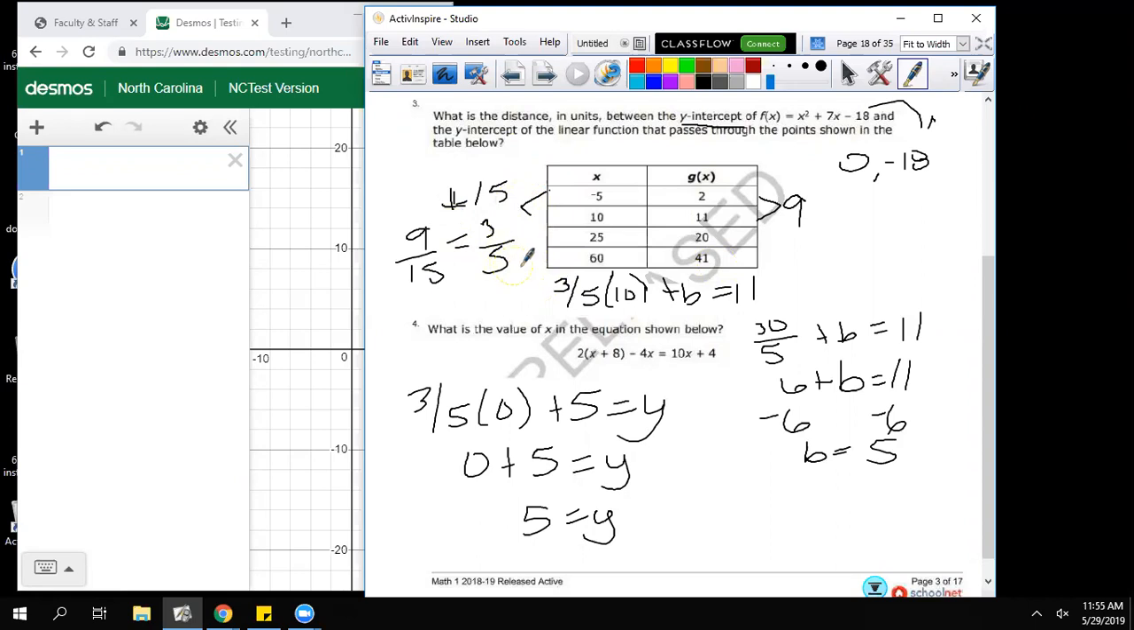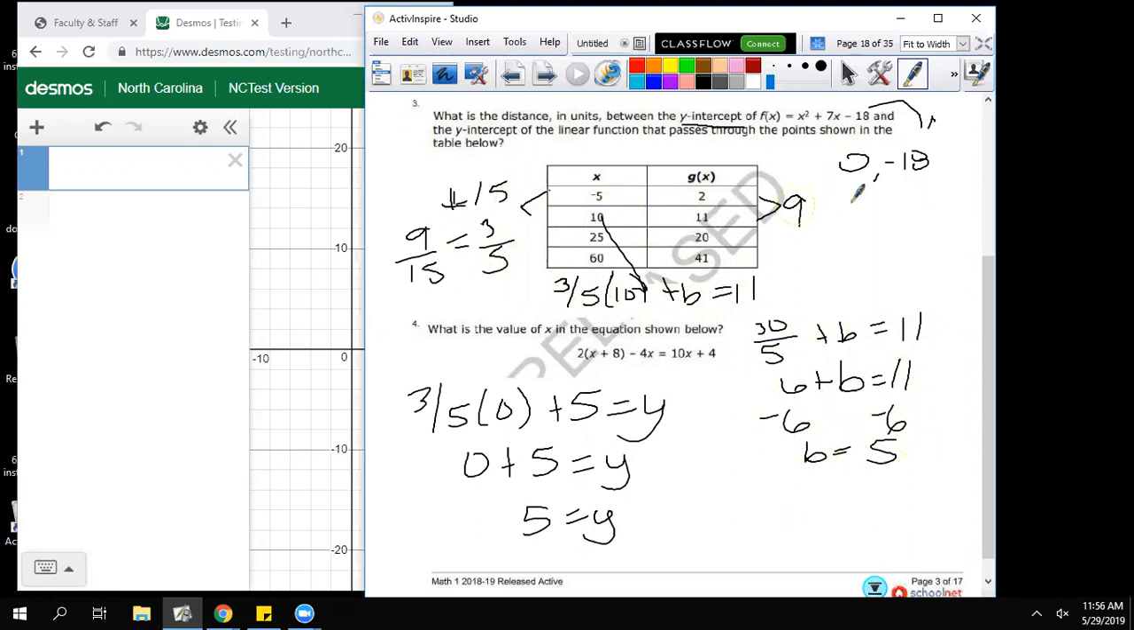I'm going to take 3/5, which is my slope, and I'm going to multiply it by a given x value of 10 here. And then I know that 3/5 times 10 plus some b value should equal 11, because that's the y value. All right, so when we do the math, we get 30 over 5 plus b equals 11. So 6 plus b should be 11. I'm going to subtract 6 on both sides, so my b value is 5.